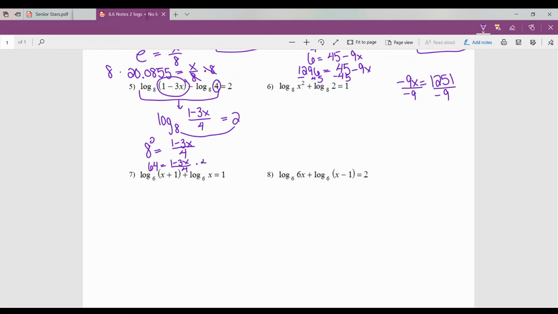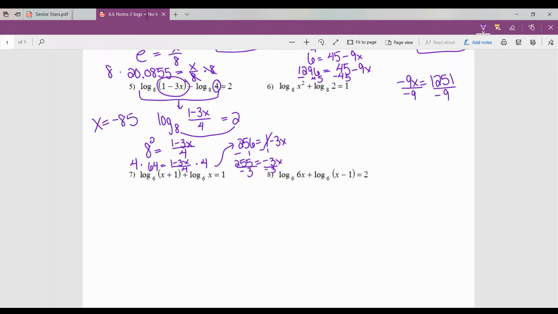I want to get rid of the dividing by 4, so I'm going to multiply both sides by 4. So 64 times 4 is 256 equals 1 minus 3x. So I'm going to minus 1. 255 equals negative 3x. Divide by negative 3. And we get x equals 255 divided by negative 3, negative 85.